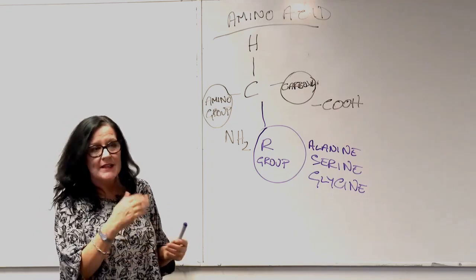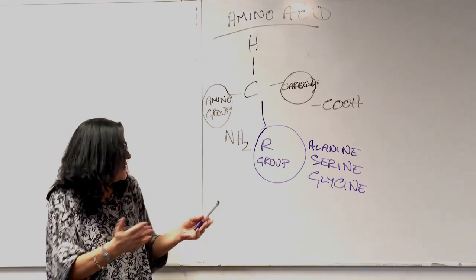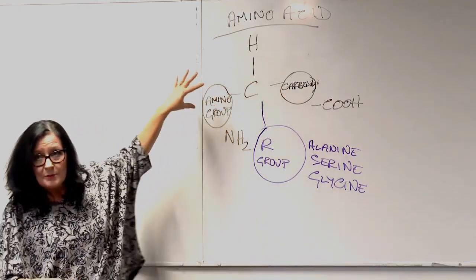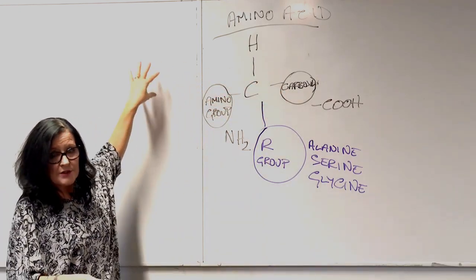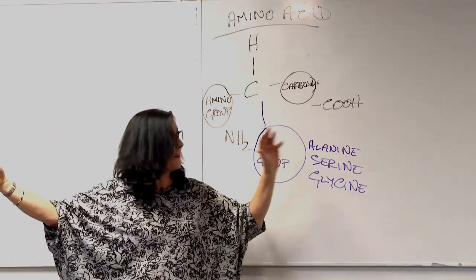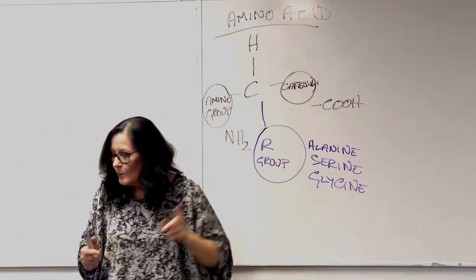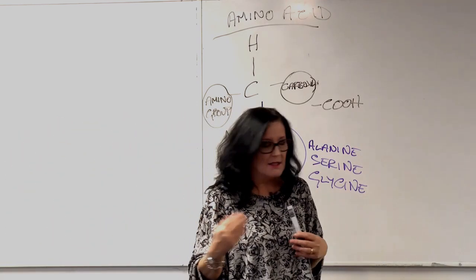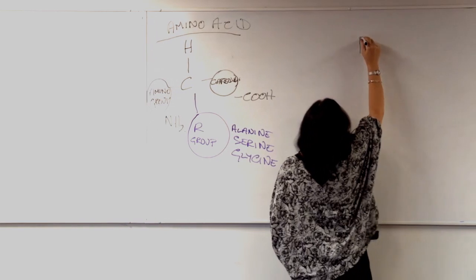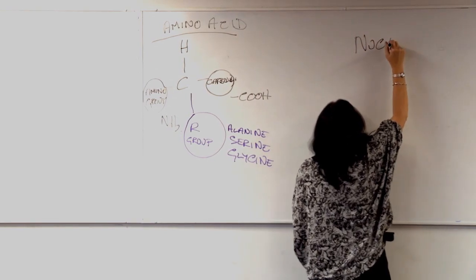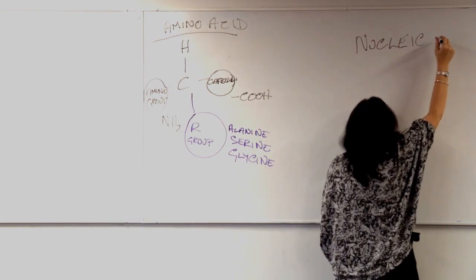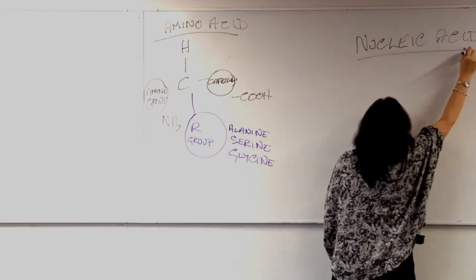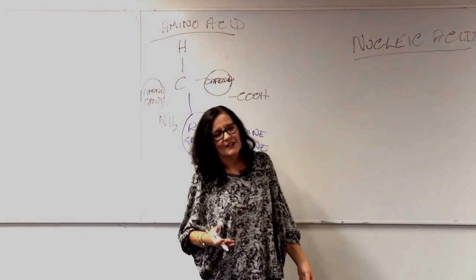Okay, so that's our amino acid. They make proteins, joined together with peptide bonds. Carboxyl will join to an amino group, and so on and so on in a great long chain. Which brings us to nucleic acids. Nucleic acids form DNA and RNA.